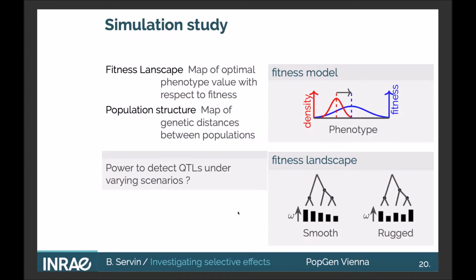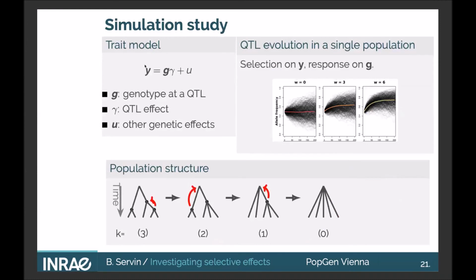The question we wanted to look at in this simulation is what's the power to detect these QTLs under these varying scenarios. So we have our trait model. Our trait is determined by a QTL, the one we're going to investigate, and some other genetic effects. So it's a polygenic adaptation, but we will be focusing on one of the QTLs. When we do selection on Y in this model, what happens, as sketched here, is that over time, if you select for an optimum of, say, 3, where the unit of variance is 1, on average your allele frequency increases, but your population adapts through the QTLs and also through the polygenic component. And so you usually don't fix the QTL in this situation.